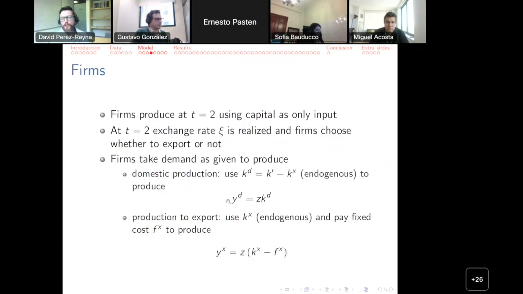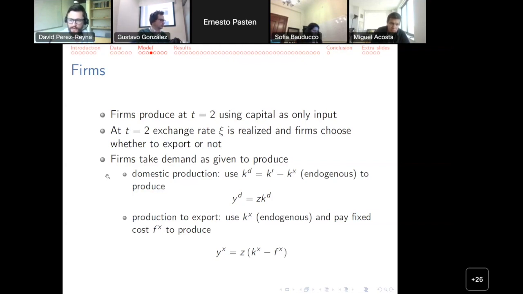So let me begin by walking through the model, the firm's problem, using backward induction. Let's think of a firm that is in the second period. We're assuming that production takes place only in the second period, and to produce, firms only use capital. So firms wake up in the second period, and they already chose how big they want to be. So this K prime is given in the second period, and they observe the exchange rate.